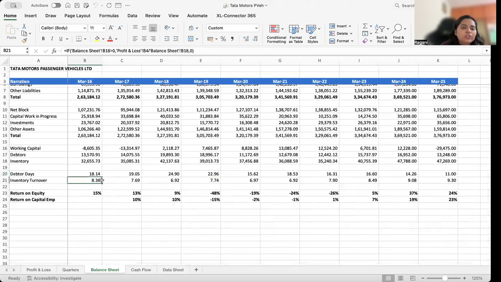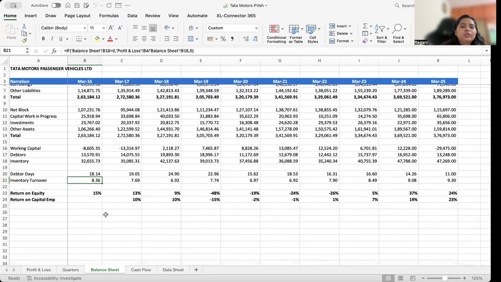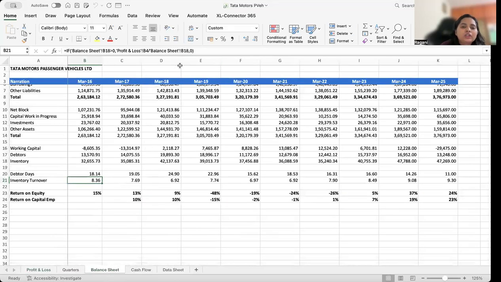Then I calculated inventories turnover. I use the function of IFS. And I took the data from the balance sheet. Data is for inventory greater than zero. Then I took the data from the profit and loss, the data for the sales. After that, I took the data of inventory. This is the value. Then I calculated return on equity.